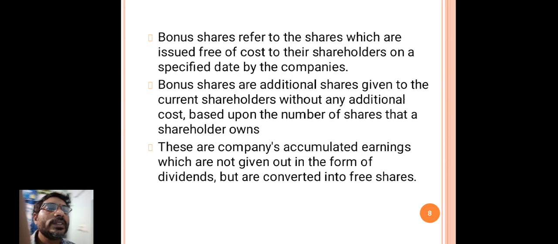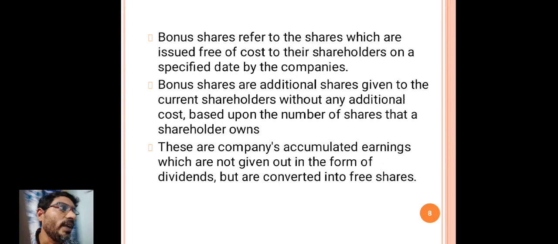These bonus shares are allotted to the existing shareholders depending upon the percentage of the shares they already have. These shares are called bonus shares and they are free of cost.